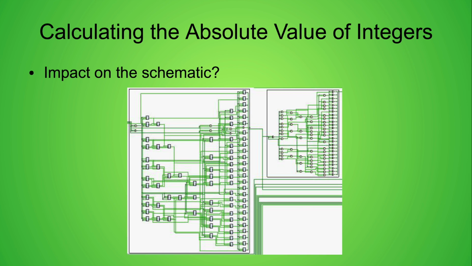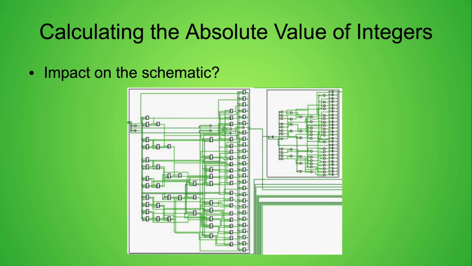This is an excerpt of the schematic generated by Vivado for the floating point addition-subtraction circuit. The box on the left is the portion of the circuit which adds the two significands. The box on the right is the new circuit to compute the absolute value of the sum. You can see that the absolute value circuit is a lot simpler than the adder circuit which it replaced and uses fewer FPGA resources.